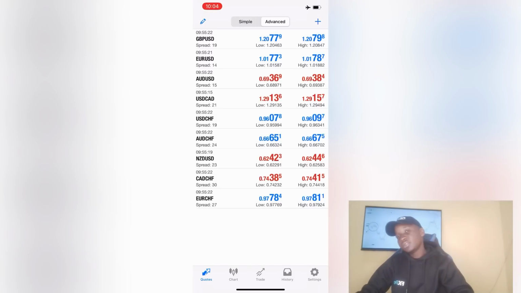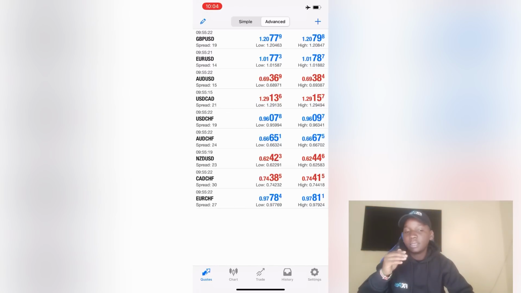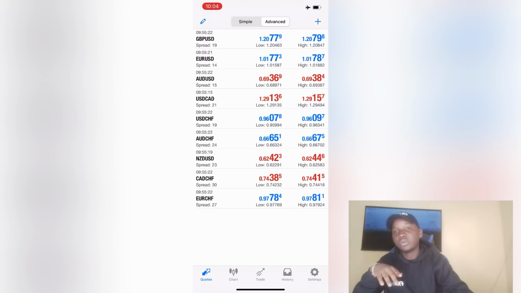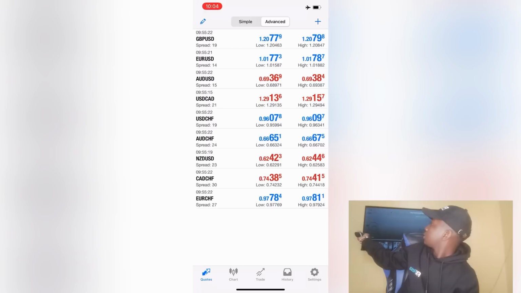Then number 3, so we have tackled number 1 and number 2, and so number 3 we have metals. So metals, we have 2 that are commonly traded, and the first one is gold and the second one is silver. But in Metatrader 4, you'll find them being abbreviated as, gold will be abbreviated as XAUUSD, and silver will be abbreviated as XAGUSD.